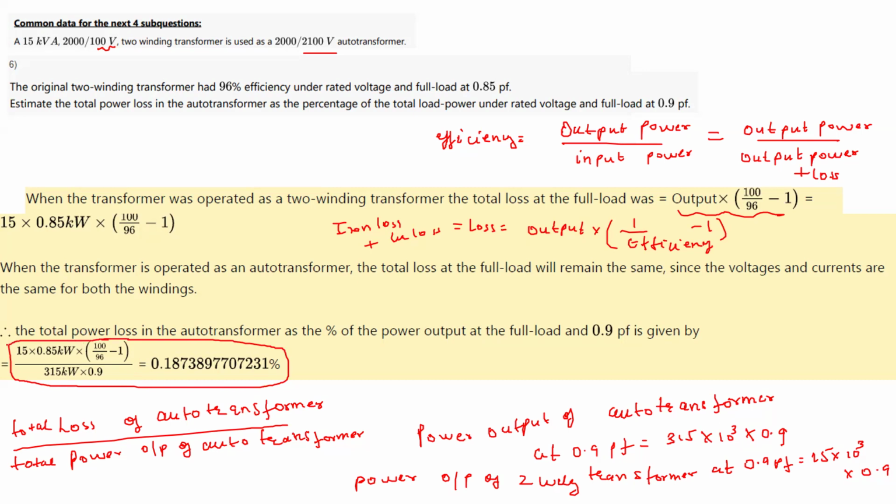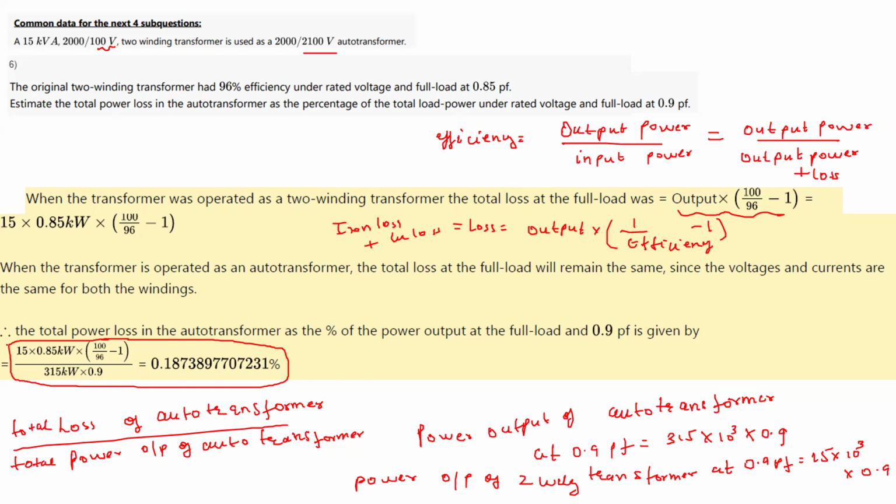If there is any doubt, even a little bit, please ask. Why I have taken the loss to be the same as the original two winding transformer for the auto transformer is because the auto transformer is made from the two winding transformer, having the same core and the same number of windings. Because it is the same core, the iron loss will remain the same, and because it has the same windings, the copper loss will remain the same. So in short, the total power loss will remain the same.